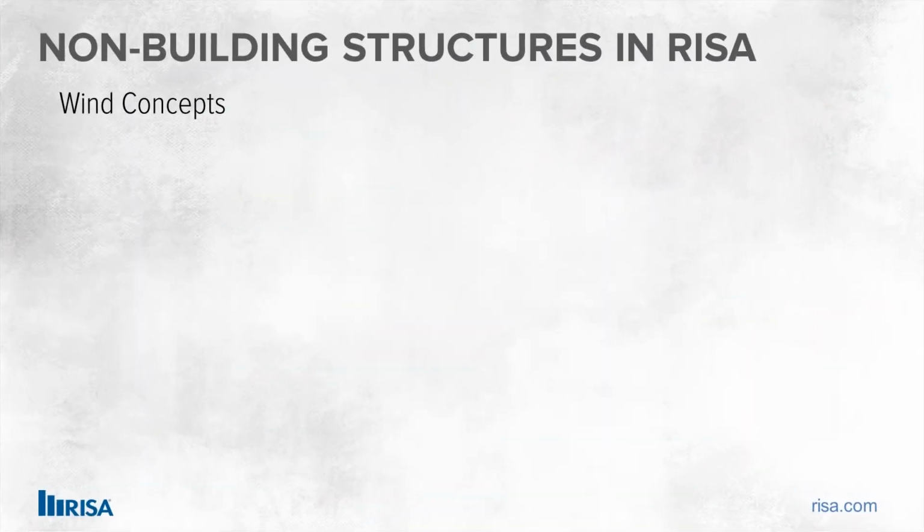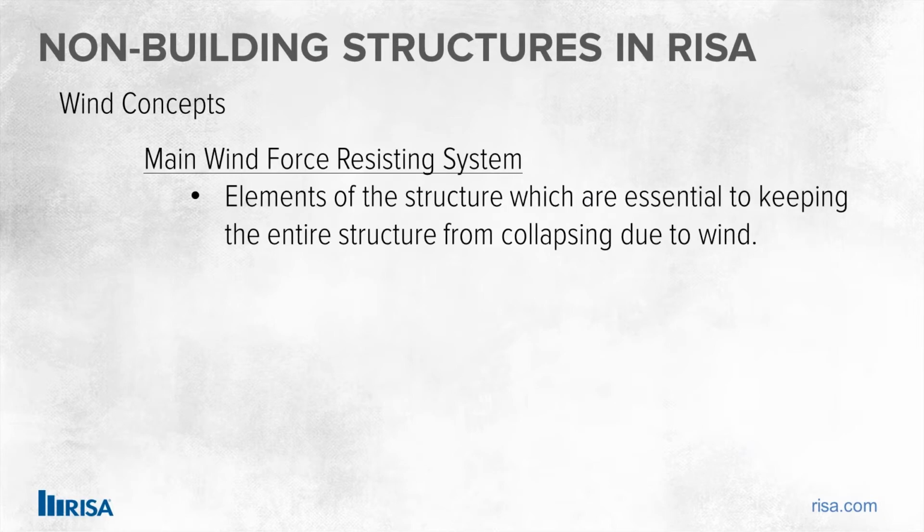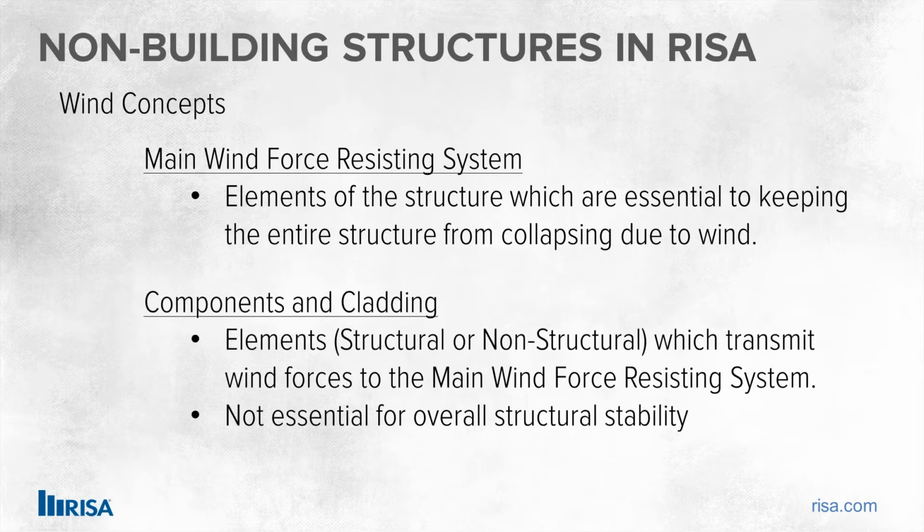Now let's talk for a moment about concepts behind wind loading. So one important thing to understand is what is the main wind force resisting system as that compares against components and cladding. So the main wind force resisting system, this is comprised of all the elements in the structure which are keeping the structure from collapsing during a wind event. And so anything that's critical to hold this structure up during wind is absolutely part of that main wind force resisting system. Now we would contrast that against components and cladding in the structure.